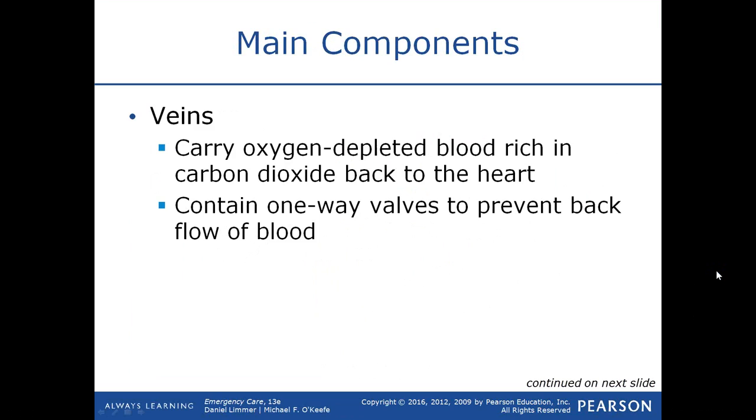Then from the capillaries become veins, actually venules, and then veins. And veins carry oxygen-depleted blood, rich in carbon dioxide, back to the heart, so the heart can pump that deoxygenated blood, or that oxygen-depleted blood, to the lungs, where gas exchange can take place. And the process starts all over again. As a general rule, arteries carry oxygenated blood and veins carry oxygen-depleted blood, with the exception of the pulmonary arteries and the pulmonary veins. The pulmonary arteries carry oxygen-depleted blood to the lungs, and the pulmonary veins carry oxygen-rich blood back to the heart.